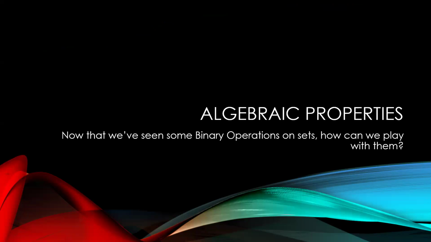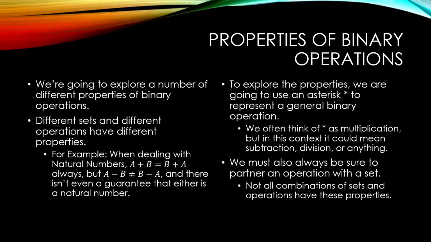And so now that we've explored a handful of binary operations, the question becomes, how can we play with them? What type of properties exist? Let's see if we can organically go through some of them. And so we're going to explore a number of different properties of binary operations. Different sets and different operations have different properties. For example, when dealing with natural numbers, A plus B is equal to B plus A always. But A minus B is not equal to B minus A, and there isn't even a guarantee that either is a natural number. In fact, if one is a natural number, there's a good chance the other one isn't a natural number.